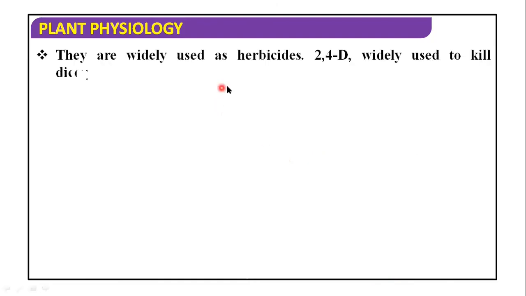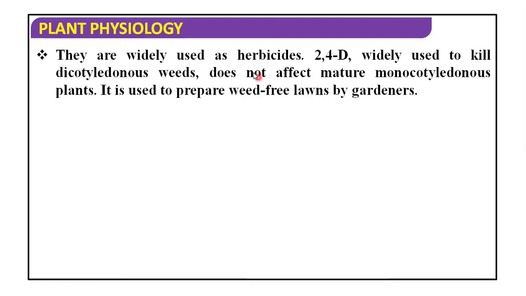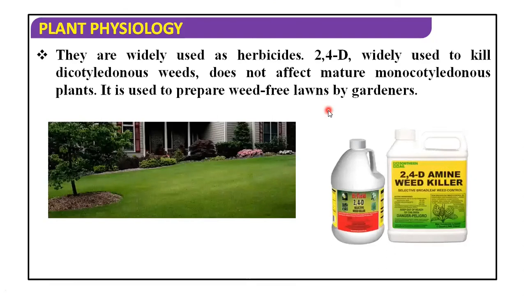They are widely used as herbicides. Herbicides means they can be sprayed on the herbs. 2,4-D is widely used to kill dicotyledonous weeds and does not affect mature monocotyledonous plants. It is used to prepare weed-free lawns by gardeners also.